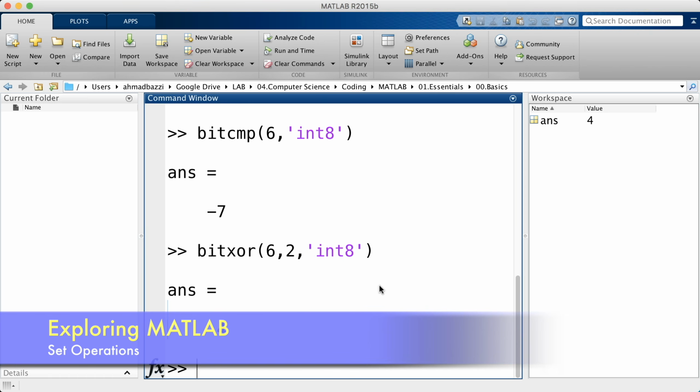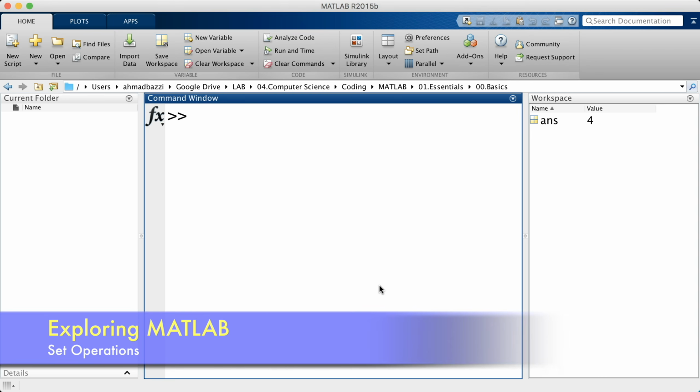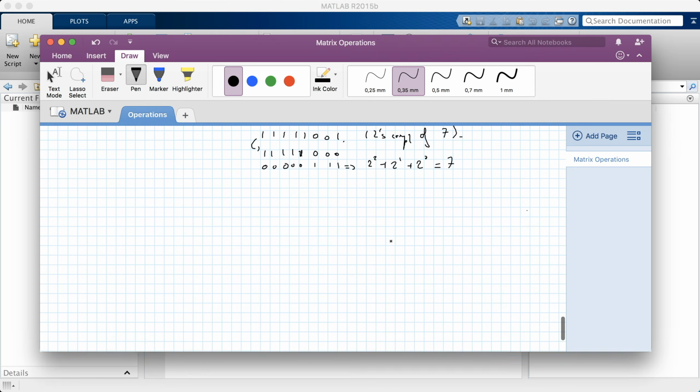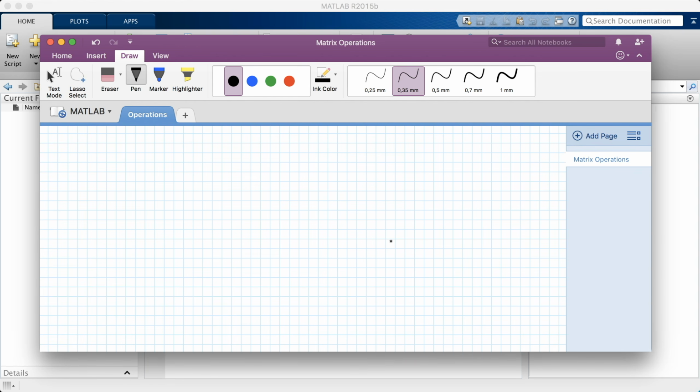Last but not least, we're going to talk about set operations. If you have sets, you'd like to do, I don't know, unions of two sets, intersections, set membership, and so forth. So let's start with the two basic set operations, which are intersection and union. What are those? Let's say my A set and my B set are like this, A and B.